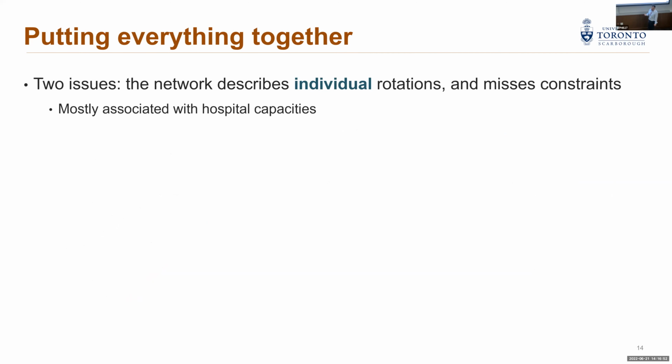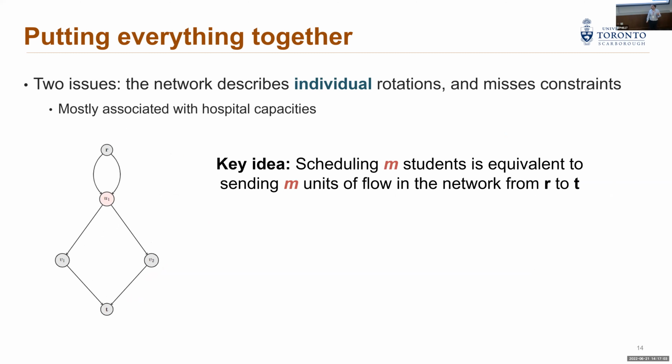So how do I actually construct the full model now? How can I design the full model? Because I only have a few of the constraints, I only have some of the difficult parts. The way we can do this is: think that if each one of the paths corresponds to a student story in the system, then scheduling m students is equivalent to sending m units of flow from the root to the terminal, right?